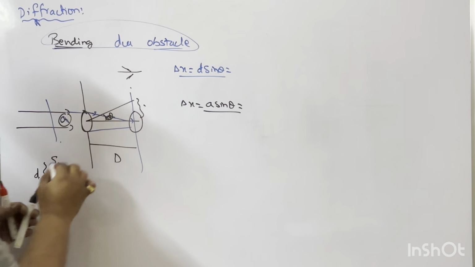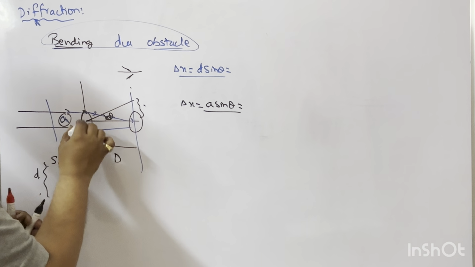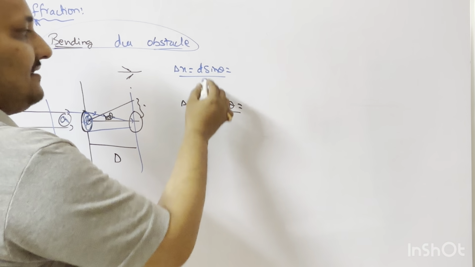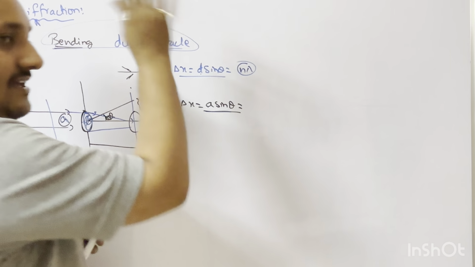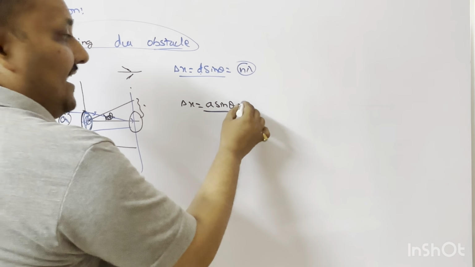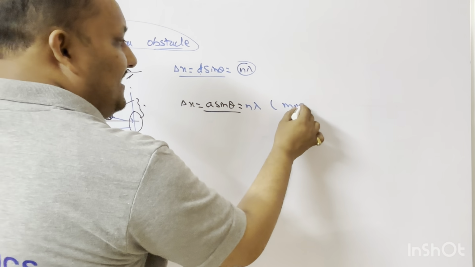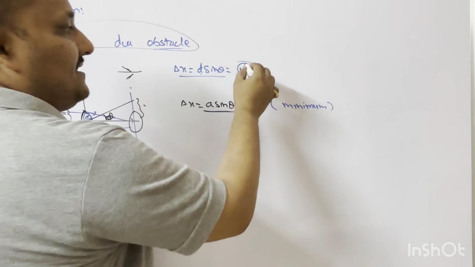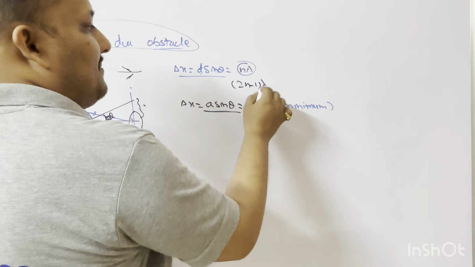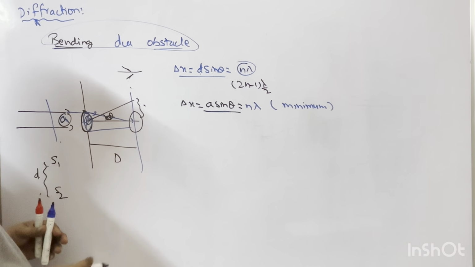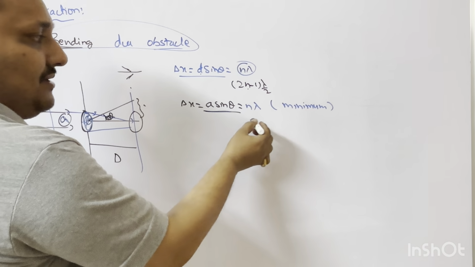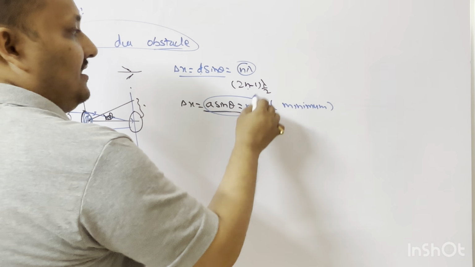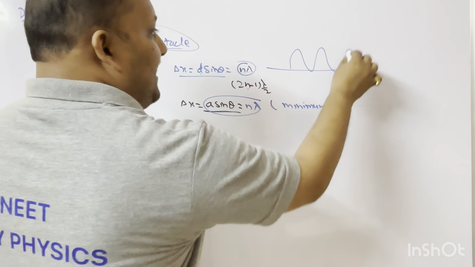Here small d is the distance between the two slits, and a is the size of the obstacle or aperture. In interference, d sin theta equals n lambda for maximum, and 2n minus 1 lambda by 2 for minimum. In diffraction, a sin theta equals n lambda for minimum, and 2n minus 1 lambda by 2 for maximum. Quite opposite, you should remember that. In Young's double slit interference pattern the intensities are the same.